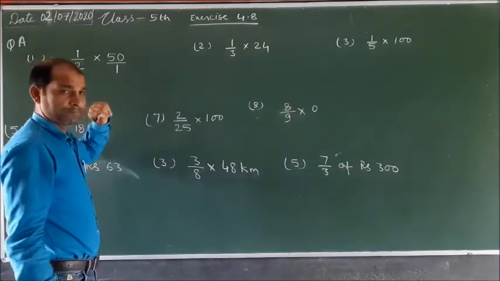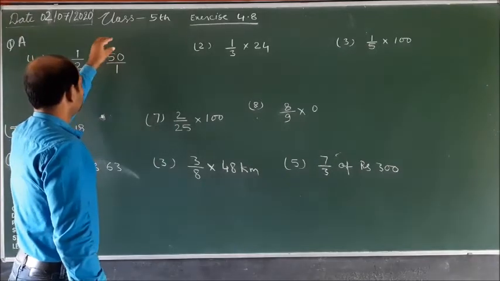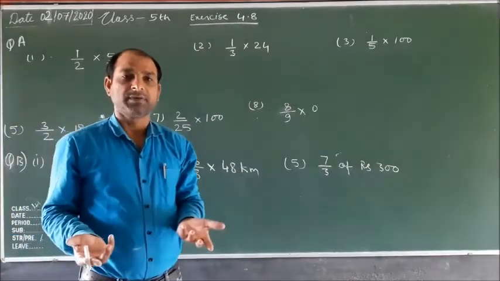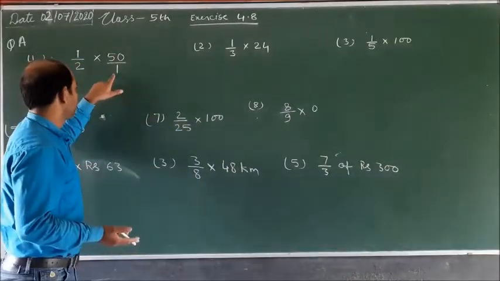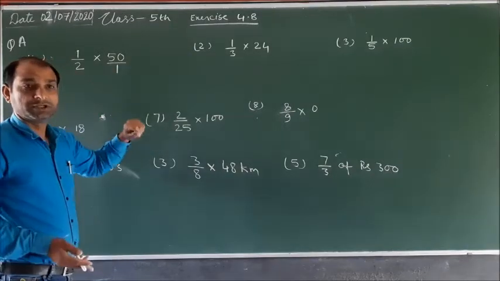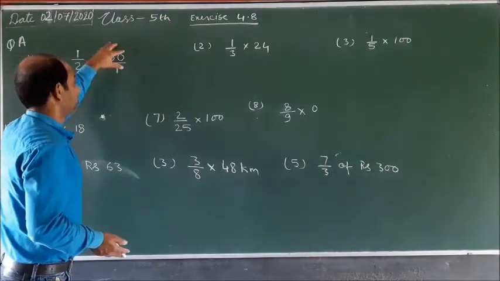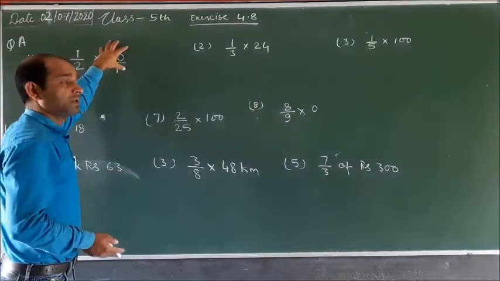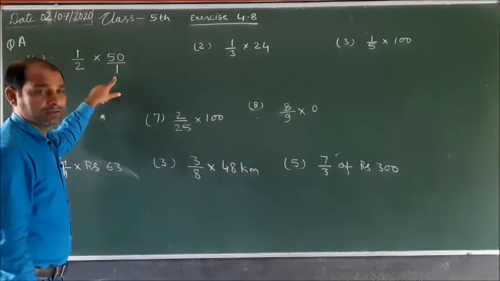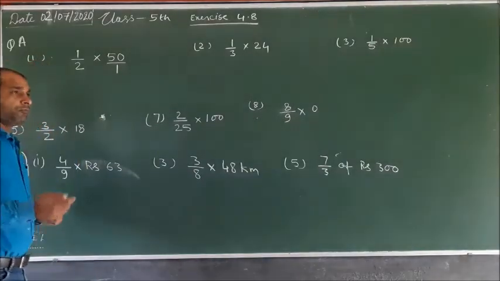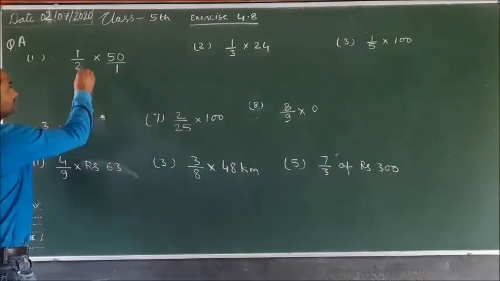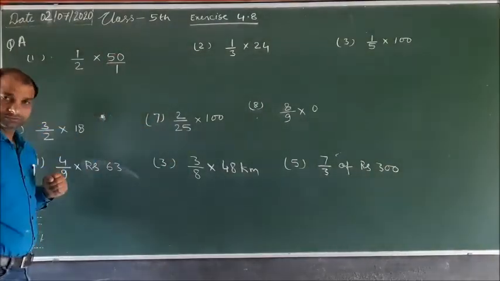Why do we write 1 here? Because if you divide 50 by 1, then your answer is already 50. If you write 2, 3, 4, 5 otherwise, then the value of 50 is changed. So we write only 1. Now, we can multiply in two ways. How? First we multiply by cross multiplication.